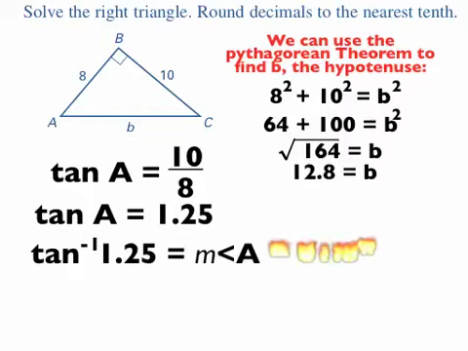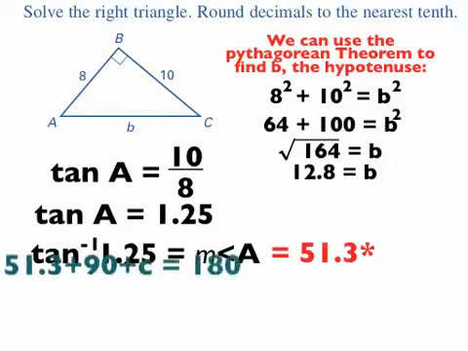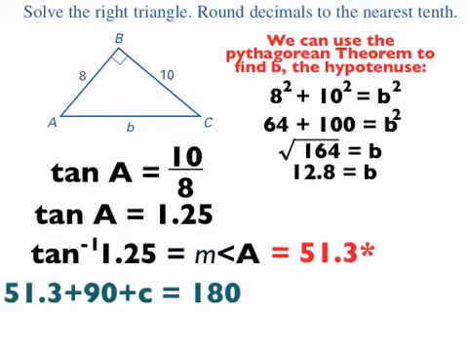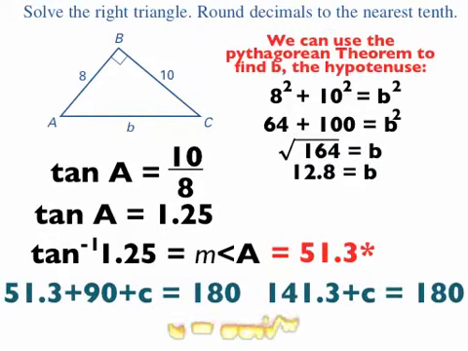You should get 51.3 degrees. Now that I have a 51.3 degree angle and I know that I have a right angle, I'm going to take the 90 and the 51.3 and add them together, plus angle C would equal 180 degrees. Go ahead and add 51.3 plus 90 and subtract that from 180, and you get C would equal 38.7 degrees.